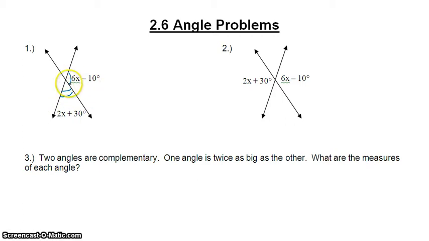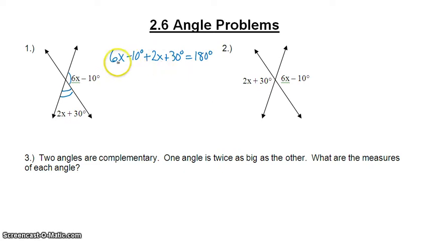Well, we first have to identify how these angles are related to each other. If we look, these two angles are adjacent and they form a linear pair, which means that they are supplementary. So the algebra that we're going to set up is this angle plus this angle equals 180 degrees. 6x minus 10 degrees plus 2x plus 30 degrees equals 180 degrees.